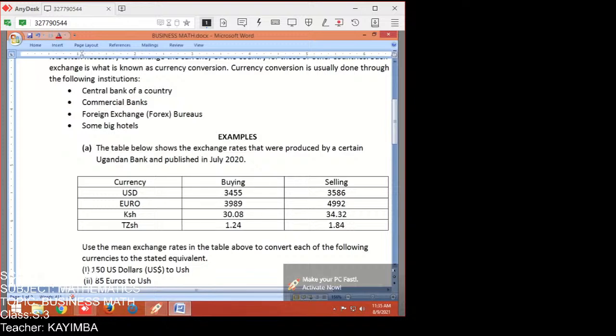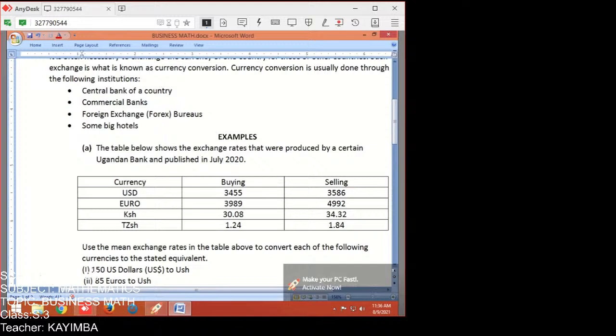Don't involve yourself in funny arguments with your friends there at the village. So the US dollar, they buy it at 3,455, and they are selling it. If you go there to buy a US dollar, it may be these ones who want to go for trade outside. They will give it at 3,586. By then you give that money, and they give you $1. Okay? Then the euro, the Kenyan shillings, and the Tanzanian shillings are also there.